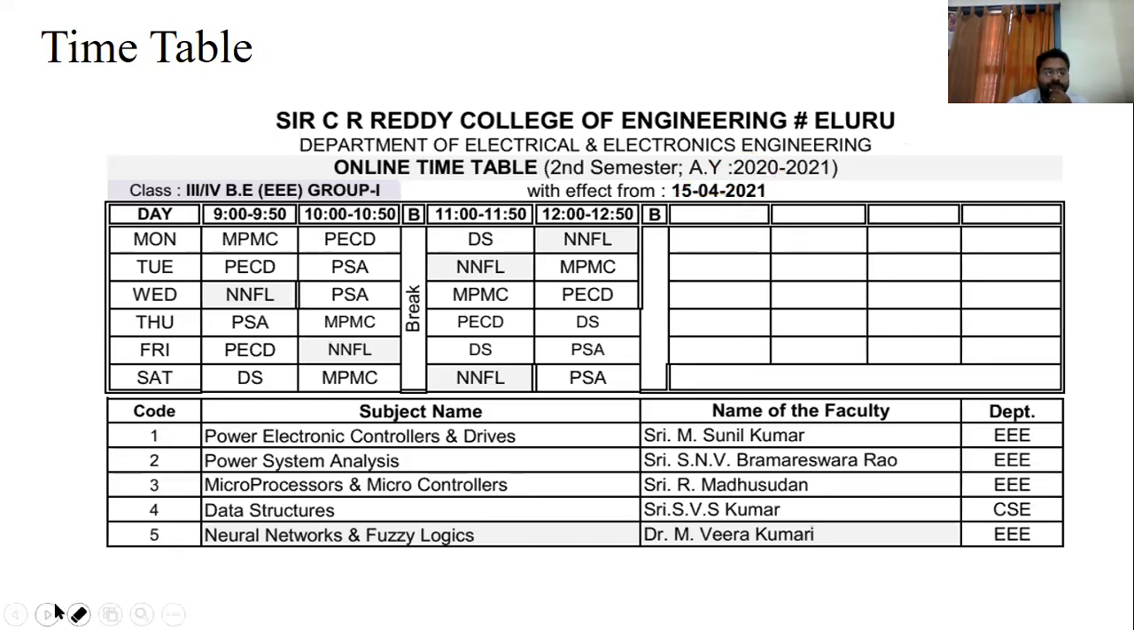So this is the group 1 timetable. On Monday, our first hour is MPMC, Tuesday is the fourth hour, Wednesday is the third hour, and Thursday is the second hour. Friday there is no class at all, and Saturday we have some other class.